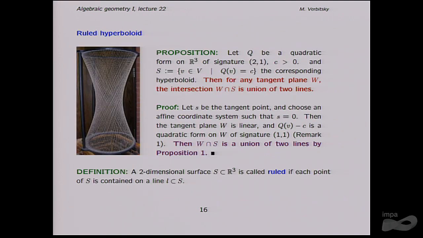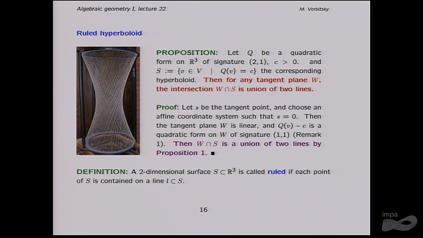Now the main point about the hyperboloid: the hyperboloid is ruled. So suppose you have a one-sheeted hyperboloid, and you intersect it with the tangent plane. So H in R3, a one-sheeted real hyperboloid. It won't work for the other. T_x H is its tangent plane.